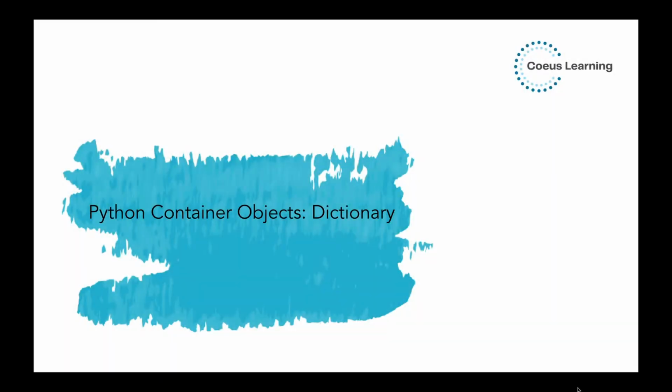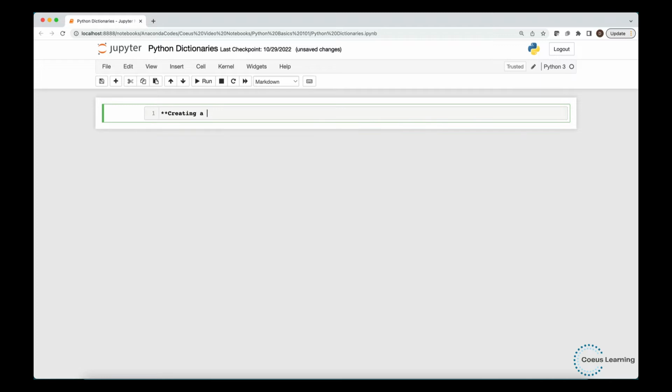Welcome to this session on Python dictionaries. In this module, we will see what is a dictionary object and learn about methods that can help us manipulate a Python dictionary object. Let us start by creating a dictionary object.